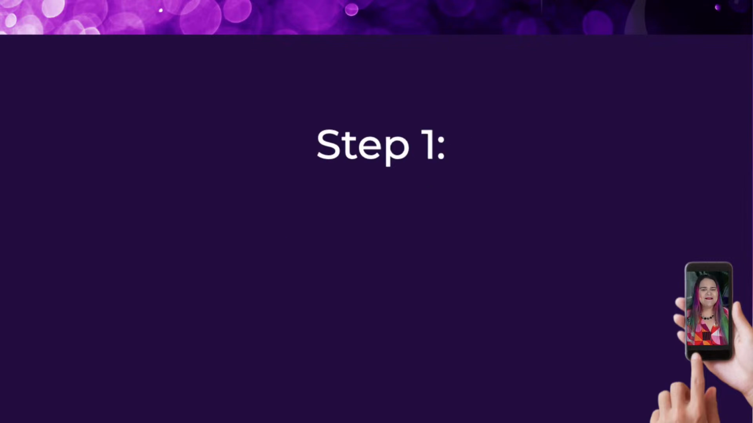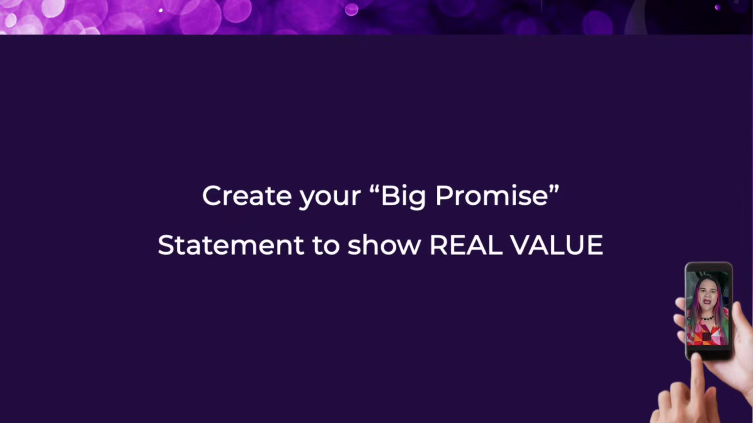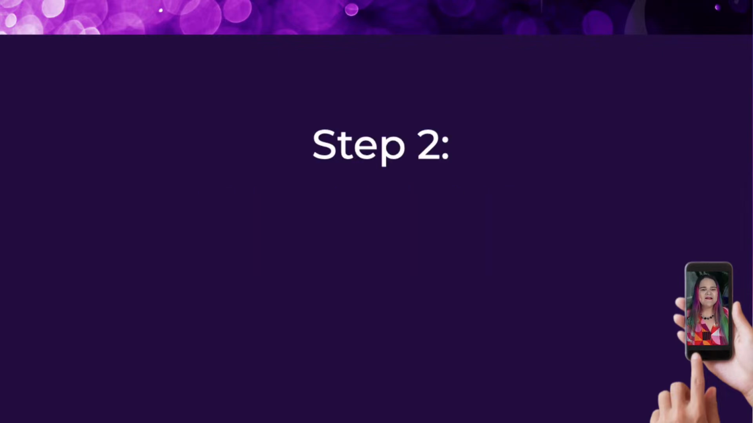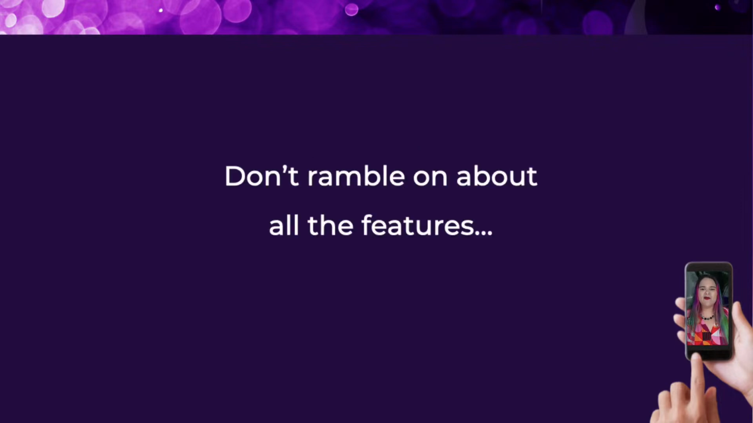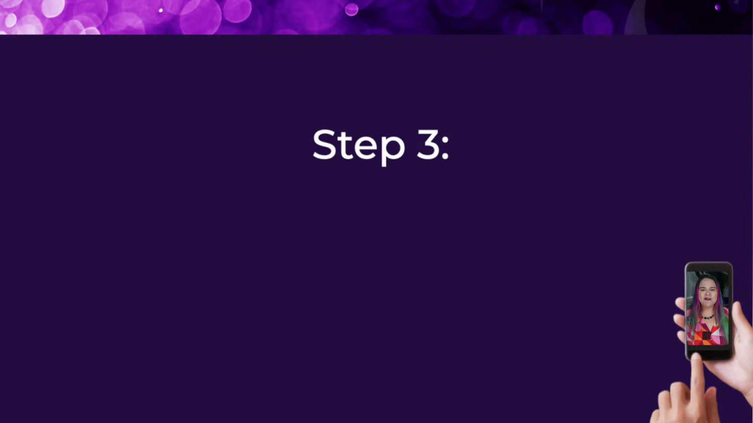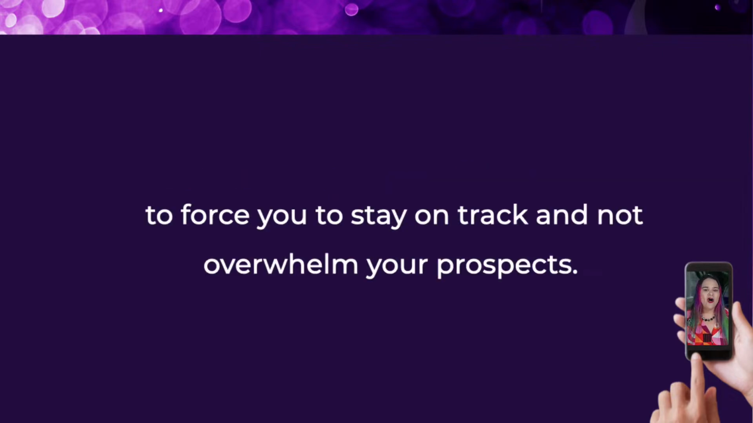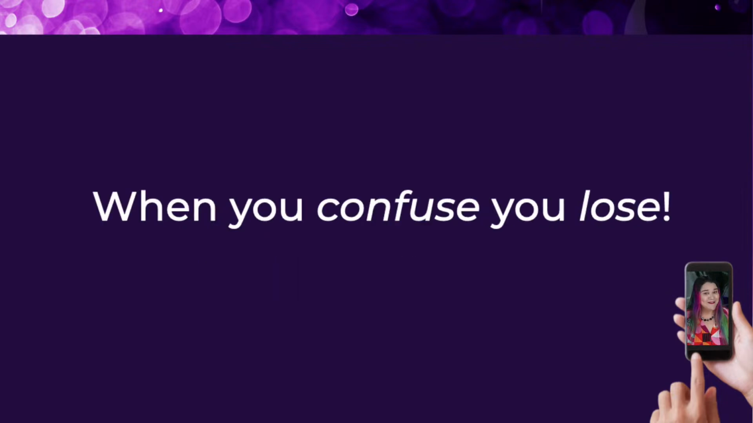So let's recap. Step 1, sell the transformation, not the coaching. Create your big promise statement to show real value. Step 2, don't ramble on about all the features. The most important thing to highlight is the key benefits in the heart there, right? On step number 3, use the infographic offer in your pitches and sales calls to force you to stay on track and not to overwhelm your prospects. When you confuse, you lose.